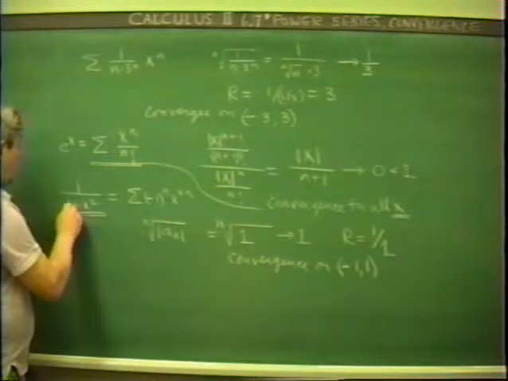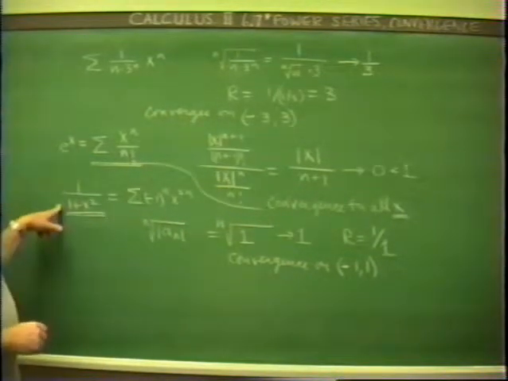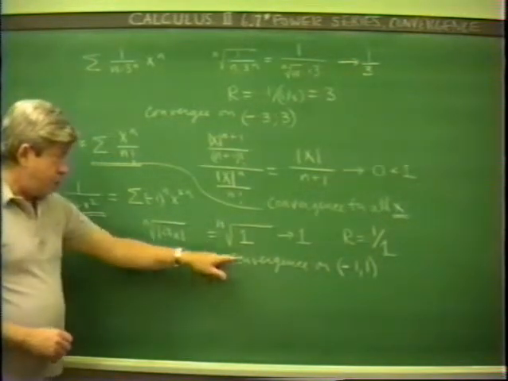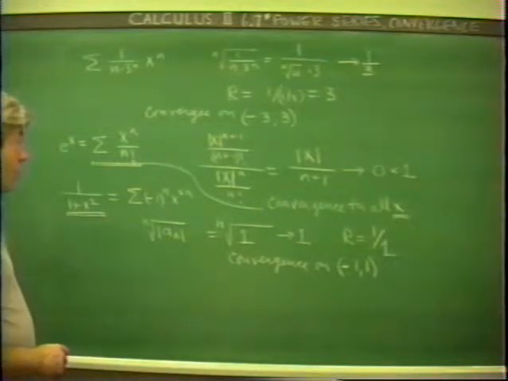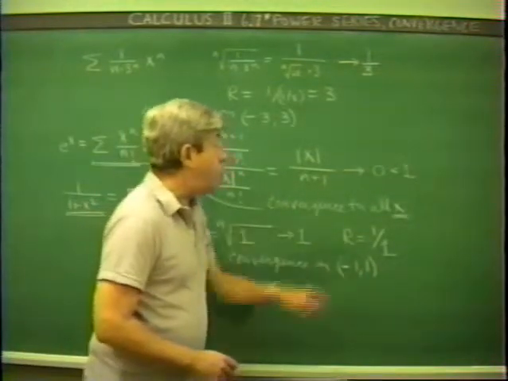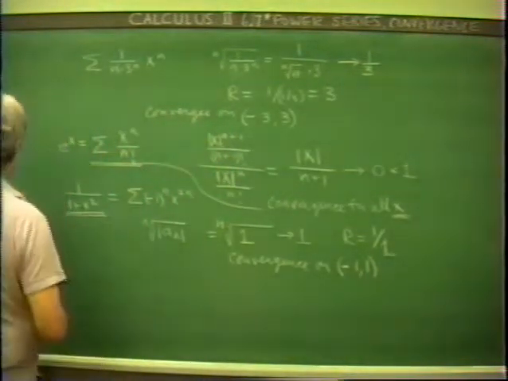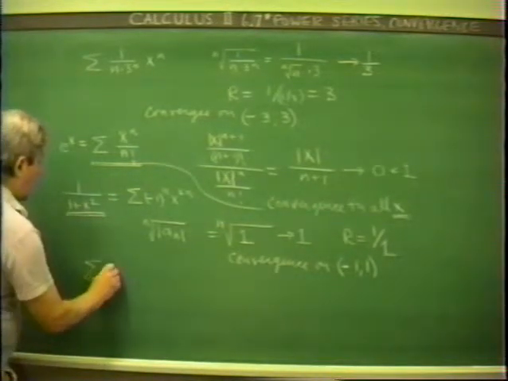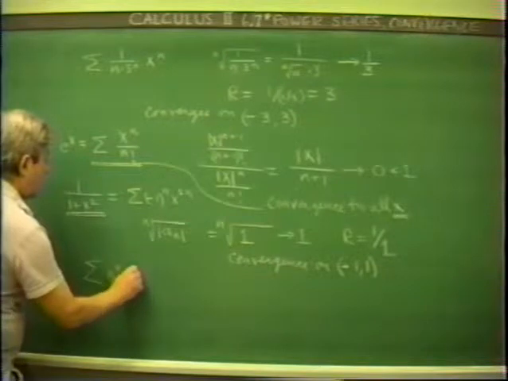We'll look at this some more, but that's kind of interesting because here we've got a function which is infinitely differentiable on the entire real line, and yet its power series only converges between minus 1 and 1, and diverges, for that matter, when absolute x is larger than 1. Look at one more here.